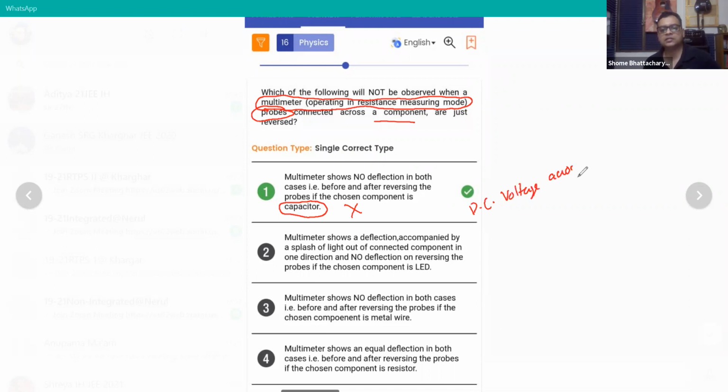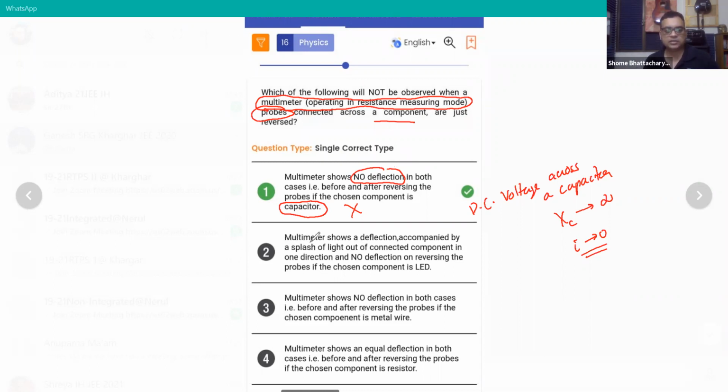across a capacitor, what happens is that the reactance of the capacitor is tending to infinity now. So the current will be tending to zero. So it's not that it will show a zero reading. It will not show no deflection. It will show maximum deflection because it's measuring the resistance now. So it will go out of scale.